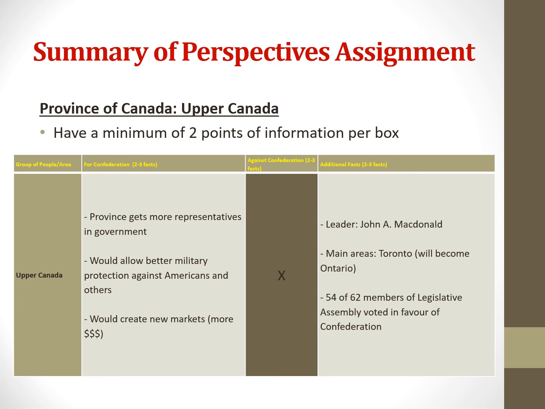Please also make sure, though, that you're not just writing, say, "representation." Give a little bit more than that. Under additional facts, some things that many of the sections have that you could look up: who was the main leader of that area? So we had John A. Macdonald. What were some of the main areas? Toronto, because we know that Upper Canada will eventually be changed to Ontario. And then an additional fact that I got out of the middle is that 54 of 62 members actually voted in favor. So that's the assignment, and hopefully it'll be easy for you to understand.